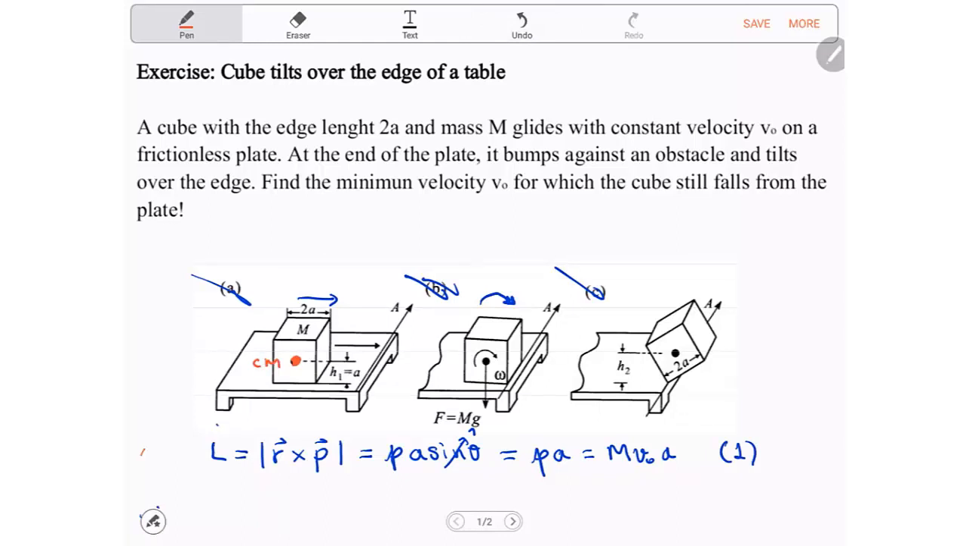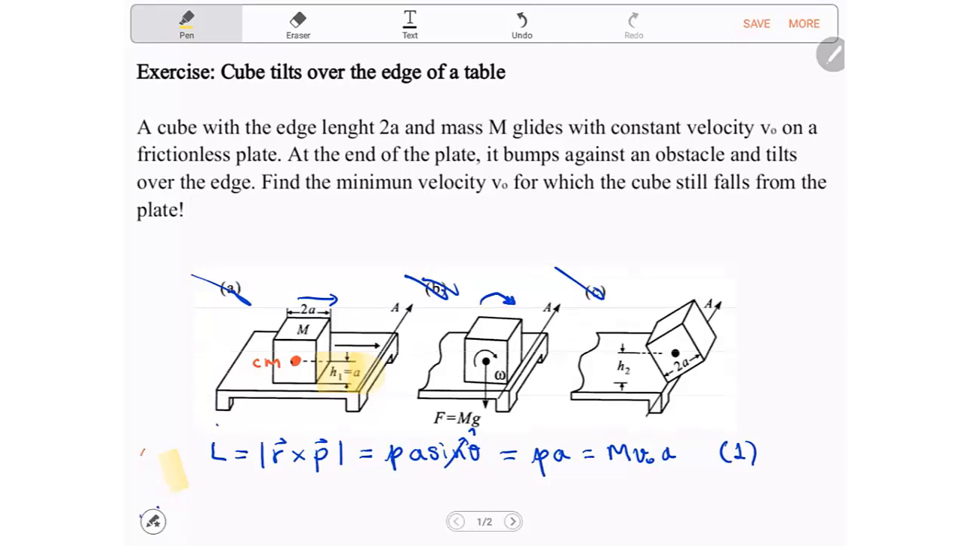The distance between the center of mass and the table is called H1. I will highlight it right here. That's the first distance between the center of mass and the table. We want to find the potential energy because of the weight of the particle in this situation. So that is the first part.